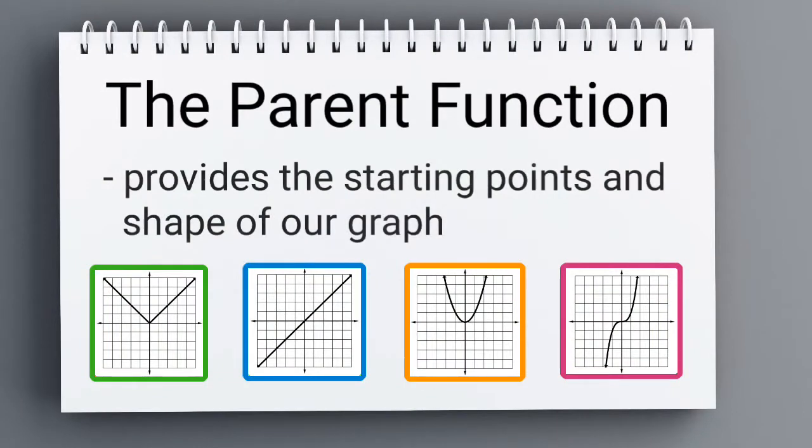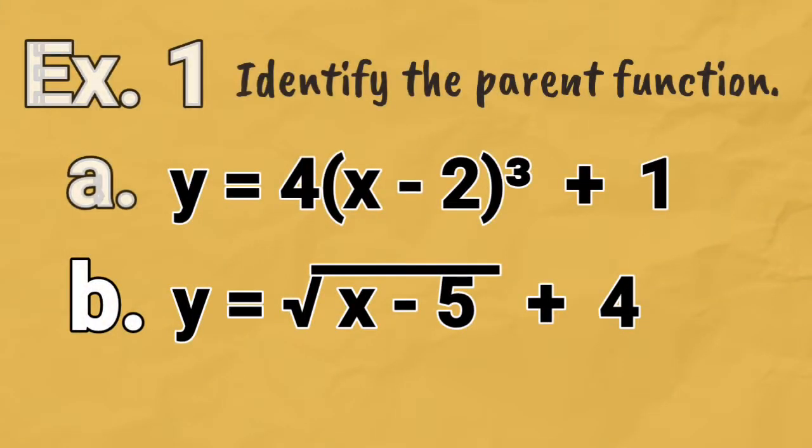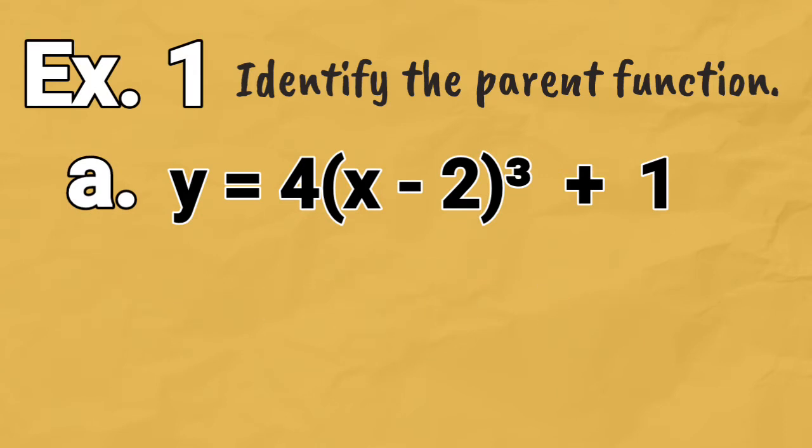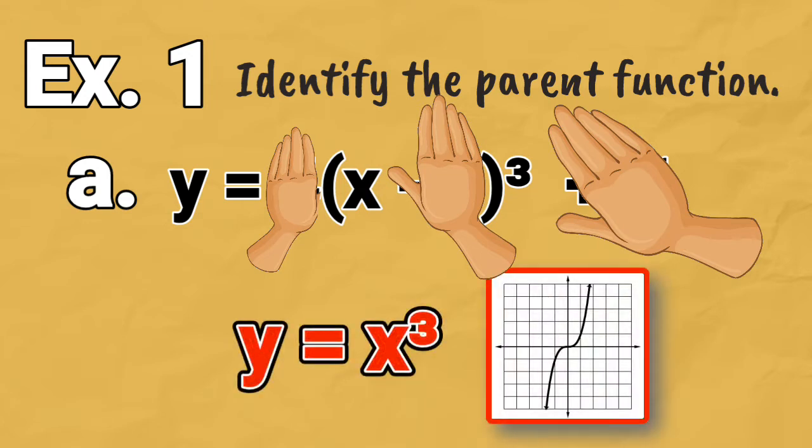The parent function of an equation provides the starting points and shape of our graph. So for example 1, we'll identify the parent function in each equation. Let's look at equation A. If we cover up any numbers being multiplied, added, or subtracted, we're left with y equals x cubed. So that's our parent function.